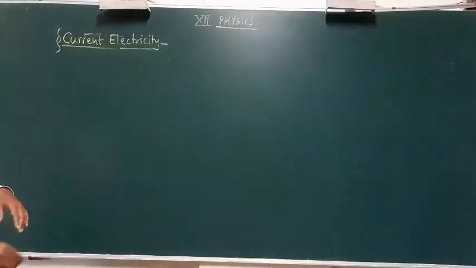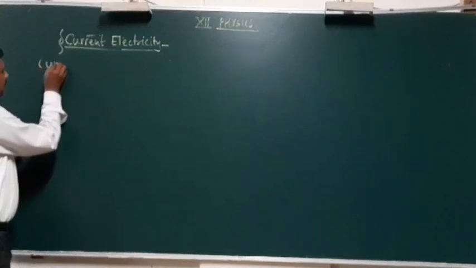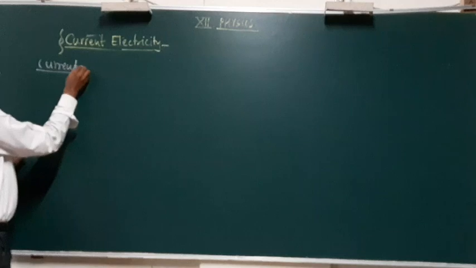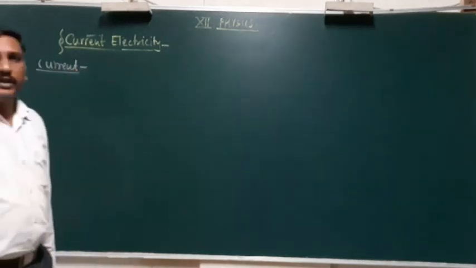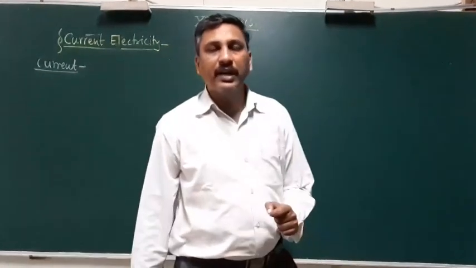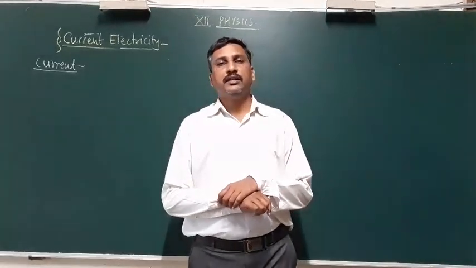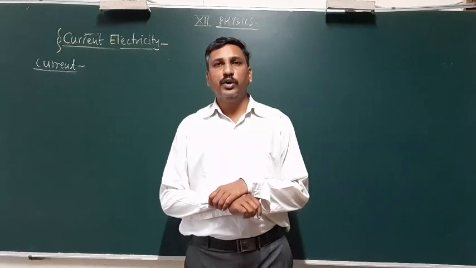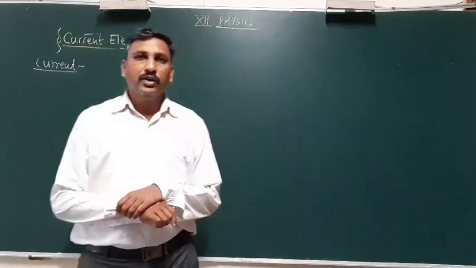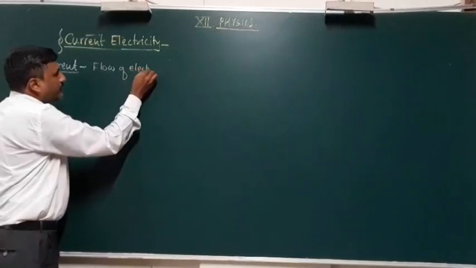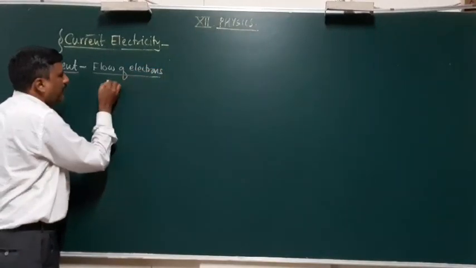Now the current electricity. First we start to revise from the meaning of current. Current is a simple phenomenon. It is a simple physical quantity, a very easy physical quantity. It is a fundamental physical quantity. Current, electric current, or simply the current. Current means flow of electrons per unit time. So I am writing simply, flow of electrons per unit time.